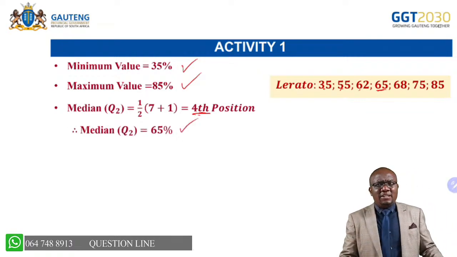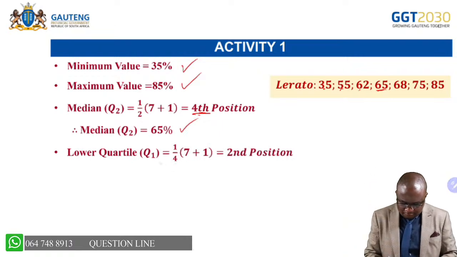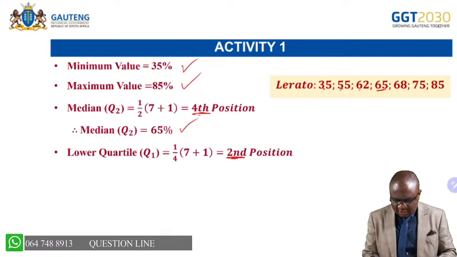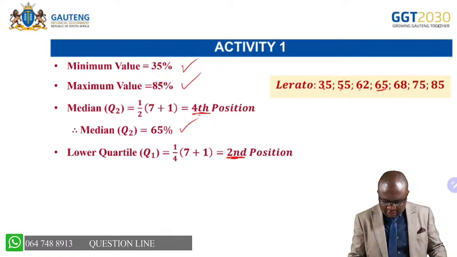And then let's find the lower quartile. We're using the formula 1 over 4 times n plus 1, which means the second position is our lower quartile, which is 55%. Right, do you see that?